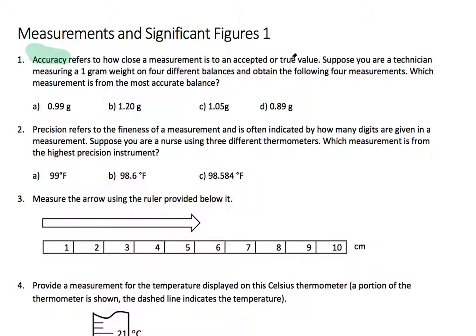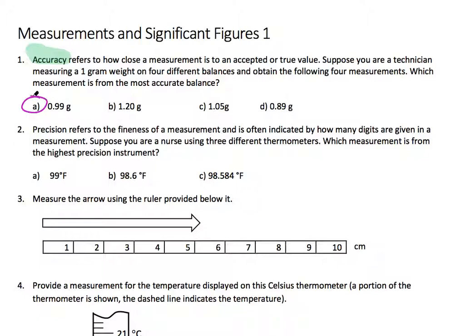So it's sort of interesting what is considered the standard, but anyway, whatever that standard is, the closer you are to it, the more accurate you are. So this question demonstrates what accuracy is. If you're a technician measuring 1 gram on 4 balances, which of these measurements is closer, assuming the 1 gram is the accepted value, right? So in this case, the closest value to 1, or the most accurate value, is A.